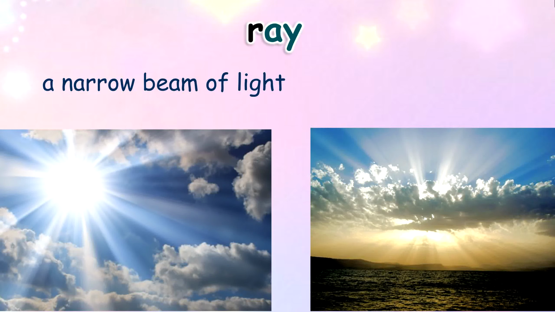Ray. A ray is a narrow beam of light. So this narrow beam of light is called ray. Each one is called ray. And all of them are rays of sunlight.